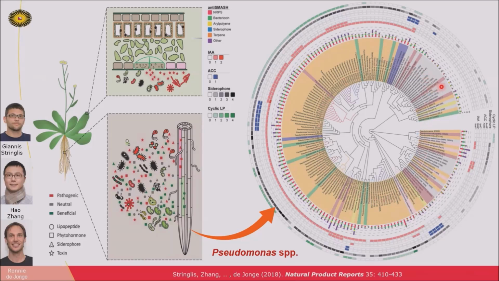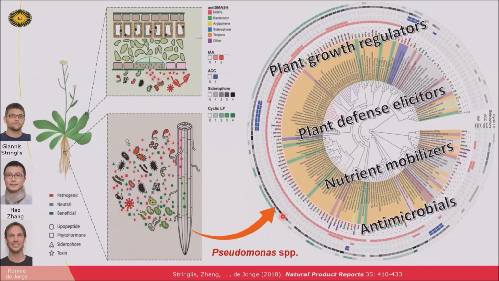And if you then look at what kind of functions they represent, then we see a number of interesting phenomena. We see that these Pseudomonas bacteria can really produce a lot of plant growth regulators, such as auxin. Auxin is a plant growth regulator, and many Pseudomonas bacteria can produce these auxins, and this can stimulate growth of the plant.